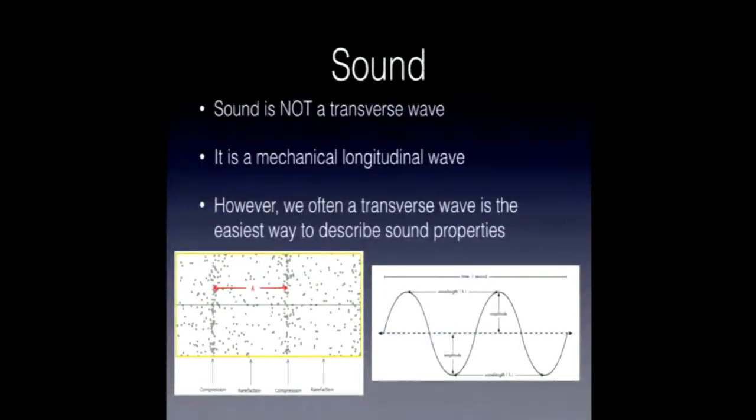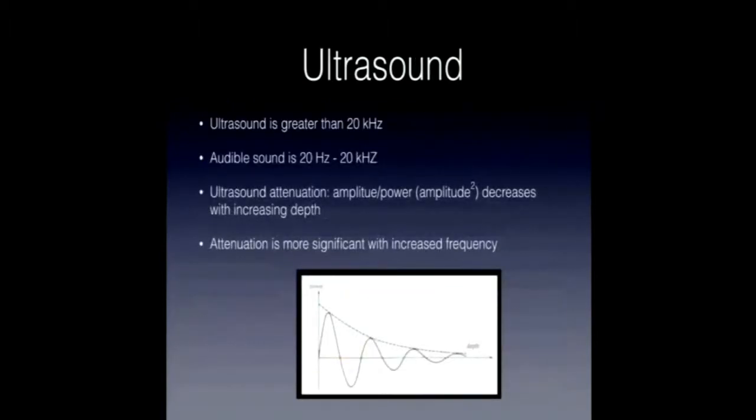So sound wave is not a transverse wave, as I mentioned. It's a mechanical longitudinal wave, but we often discuss it as a transverse wave because it's a lot easier for us to conceptualize. On the right is a transverse wave with its typical crests and troughs, and then there's a wavelength and an amplitude. And on the left is sound waves, where you have the compressions and rarefactions, and you can see the wavelength is represented in between. So just a little bit of a difference between sound waves versus normal waves.